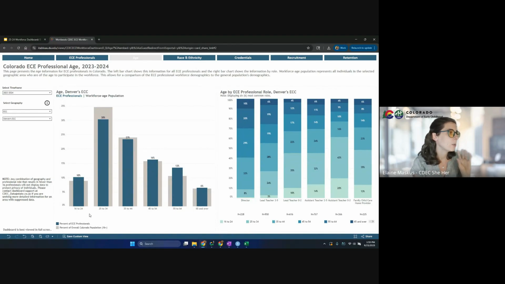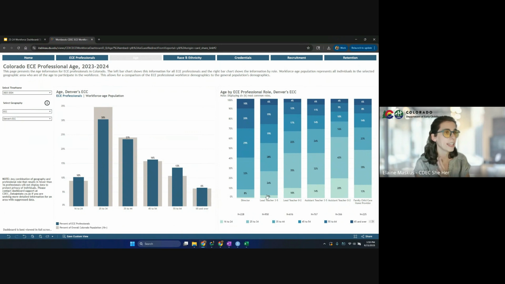On the left-hand side, we have the percent of early childhood professionals within these different age buckets in blue. So 10% of early childhood professionals within Denver's Early Childhood Council are between 16 and 24 years old. And then this gray bar behind shows the percent of workforce age people in that same age bucket. So you can see professionals compared to the overall Colorado population.